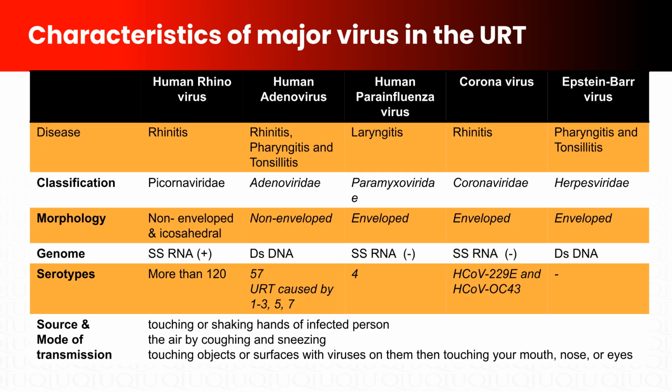Human parainfluenza virus causes laryngitis, including croup in children. It belongs to the Paramyxoviridae family. Unlike the previous two, it's enveloped, having a lipid membrane surrounding the viral capsid. Coronavirus causes rhinitis and was a relatively obscure pathogen until recent years. 2 main types cause common colds, HCOV229E and HCOVOC43. Finally, Epstein-Barr virus causes pharyngitis and tonsillitis, specifically infectious mononucleosis. Unlike the others, it has no multiple serotypes, as there's essentially one strain that affects humans.